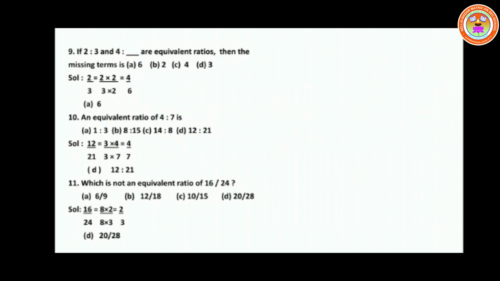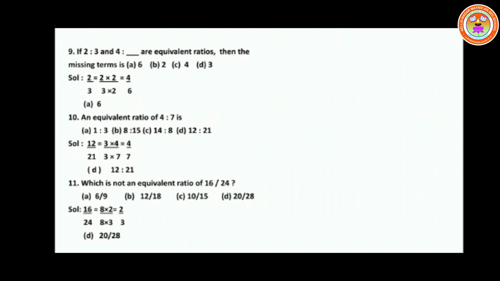Next, the 11th one: which is not an equivalent ratio of 16 by 24? We want to find which is not an equivalent ratio. Option A 6 by 9, option B 12 by 18, option C 10 by 15 and option D 20 by 28. See, 6 by 9 you are getting. Yes, of course. If you multiply with the 3 table, 2 into 3 you are getting 6, 3 into 3 you will be getting 9.